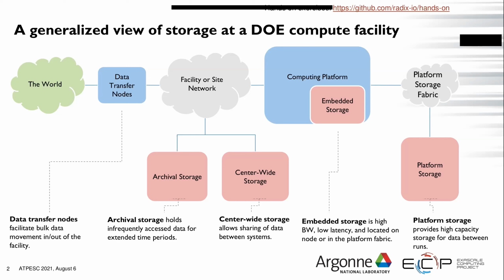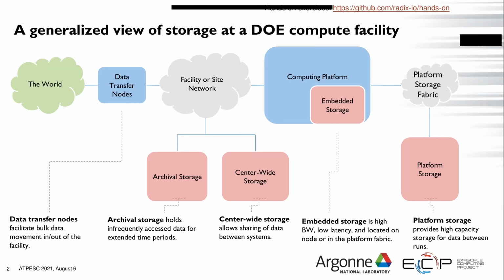Once you've got through the data transfer nodes, there's going to be a facility or site network. And that is where your big shared resources like archival storage and your center-wide storage are going to be. Archival storage is for long-term. This is often tape backup, so things that you want to maintain and be able to refer to for a long time. The center-wide storage, the purpose of that is to be able to share things between users and between systems in the facility.